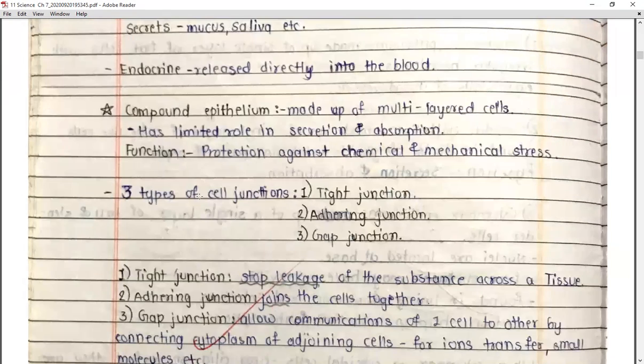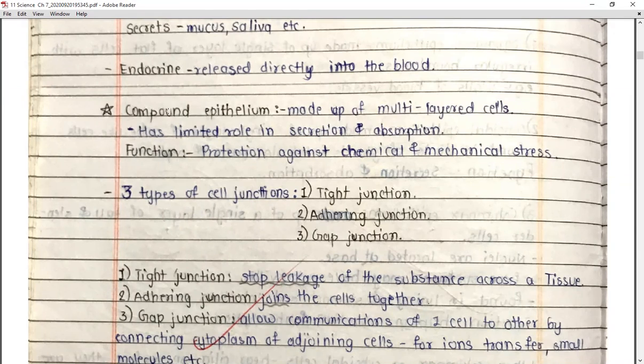The second type is the compound epithelium. This epithelium is made up of multi-layered cells. We have already seen the difference between them: in simple epithelium, only a single layer of epithelial cells is present, while in compound epithelium, there is presence of more than two epithelial layers, right? This particular type of epithelium has a limited role in secretion and absorption. They do impart some function in secretion and absorption, but not as much as the simple epithelial cells. That means they do not perform the main role in secretion and absorption.